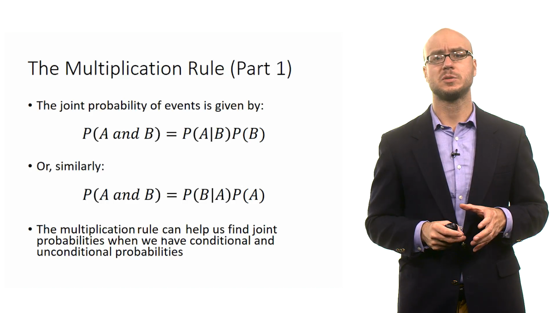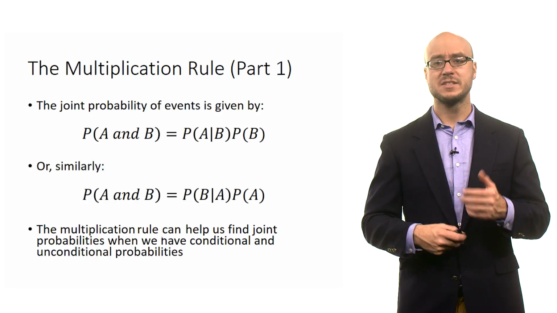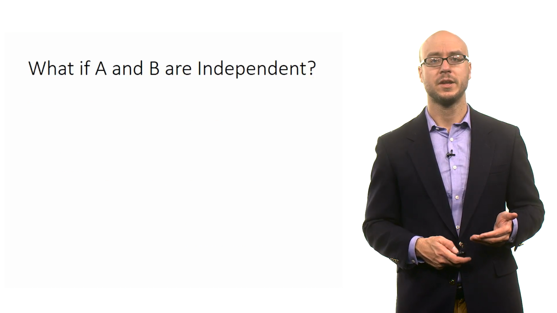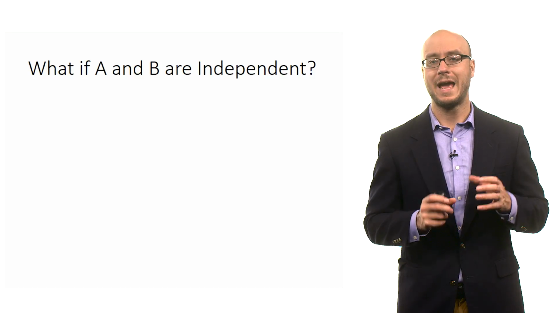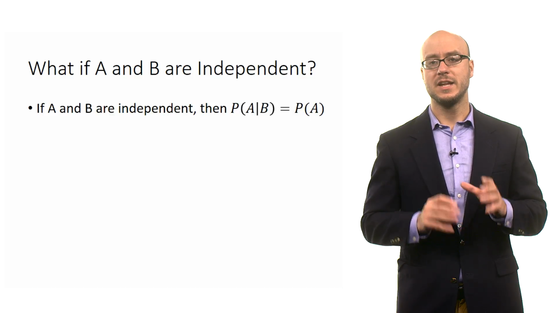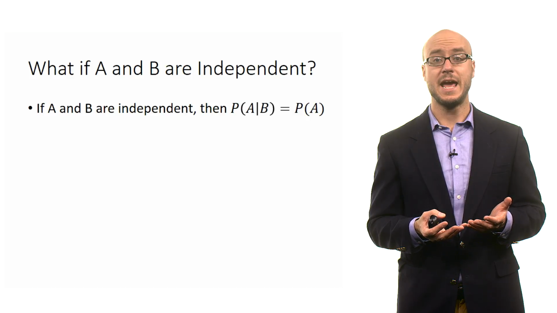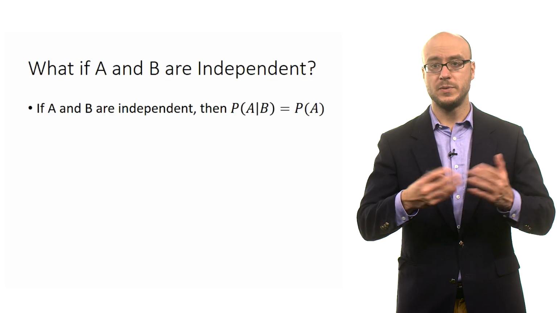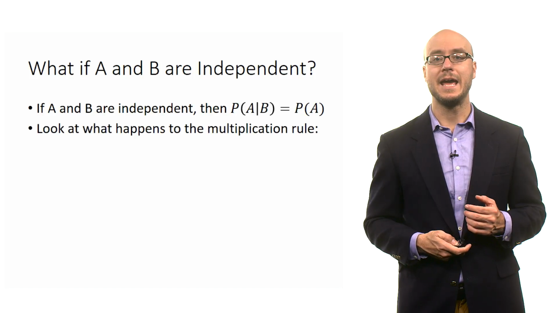We use this version of the multiplication rule to find a joint probability, the probability of A and B, given some unconditional probability and a conditional probability. So we might ask, what happens if A and B are independent? What happens when we use the multiplication rule? Recall that if A and B are independent, then conditioning on B doesn't matter if you're trying to find the probability of event A. So we can say the probability of A given B just equals the probability of A. Conditioning on B doesn't tell you anything about whether or not A will occur.